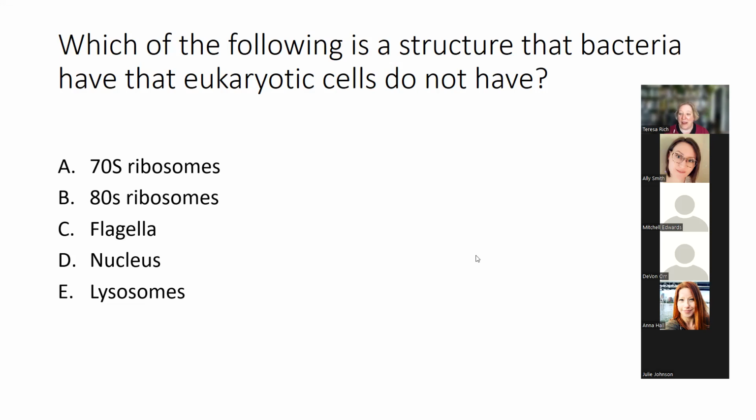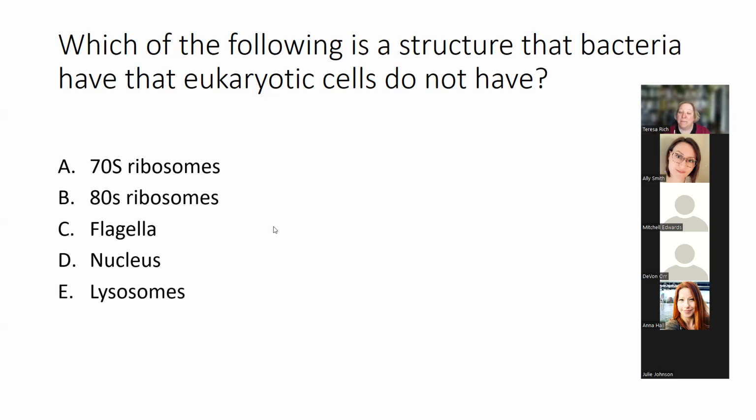Okay, the favorite answer was flagella. Actually, both eukaryotic cells and bacteria have flagella. They're just structured a little differently. So good job of remembering that they have different structures. But yeah, they both have flagella. So not that one. Our next favorite answer was 70S ribosomes. And yes, bacteria have 70S ribosomes. They're a little bit smaller than the eukaryotic ribosomes. So good job.